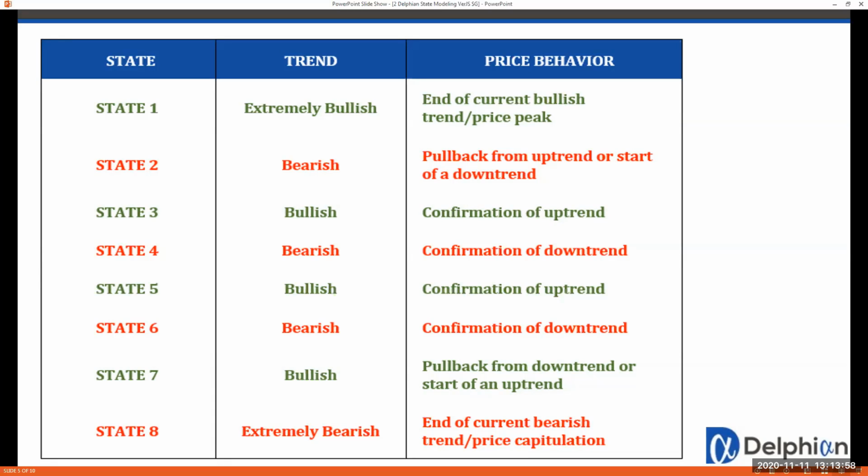State 2 is a bearish state. Typically that's going to be a pullback from an uptrend or possibly the start of a downtrend. And again, state 7 is almost the inverse of state 2. State 7 is a bullish state, typically a pullback from a downtrend or possibly the start of an uptrend. Then your states 3, 4, 5, and 6 are just those little intermediate moves up and down in the market cycle. The major ones we're going to focus on today are 1, 2, I think 4, and state 8. So you'll see some examples from those different states as we go along.